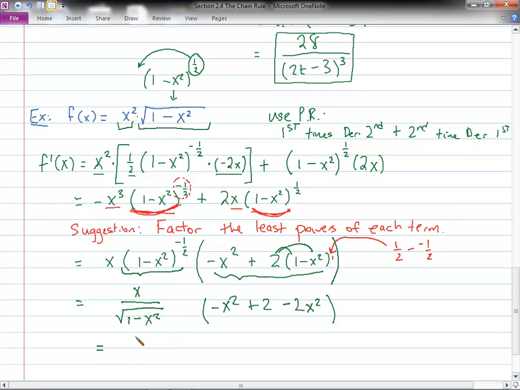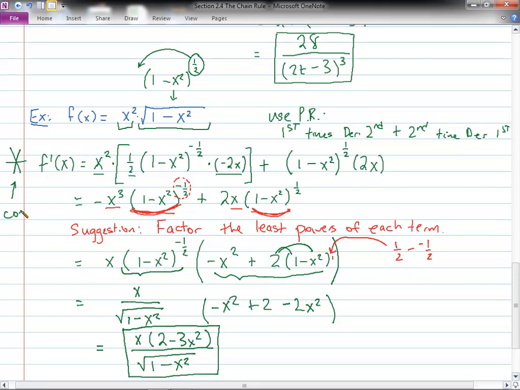So what this now looks like is x times 2 minus 3x squared, all divided by the square root of 1 minus x squared, which is a much cleaner form than we had, say, right here. Okay? I mean, this is correct, but this is simplified.